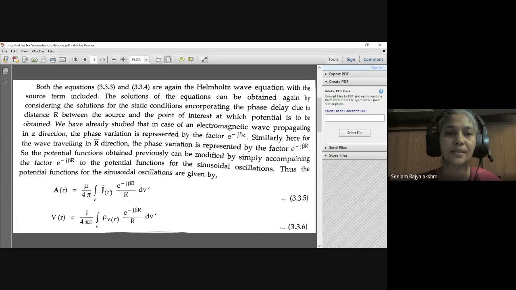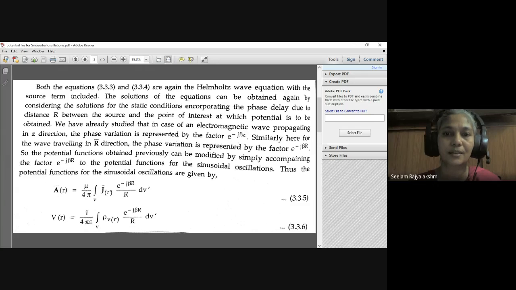Thus the potential functions for sinusoidal oscillations are given by, just replacing what we studied in the z direction, since here the wave is traveling in the r direction. A bar of r equals mu by 4 pi integral over v of J bar of r dash, e power minus j beta r by r, dv dash. This is equation number 5. V of r equals 1 by 4 pi epsilon integral over v of rho v of r dash, e power minus j beta r by r, dv dash. This is equation number 6.